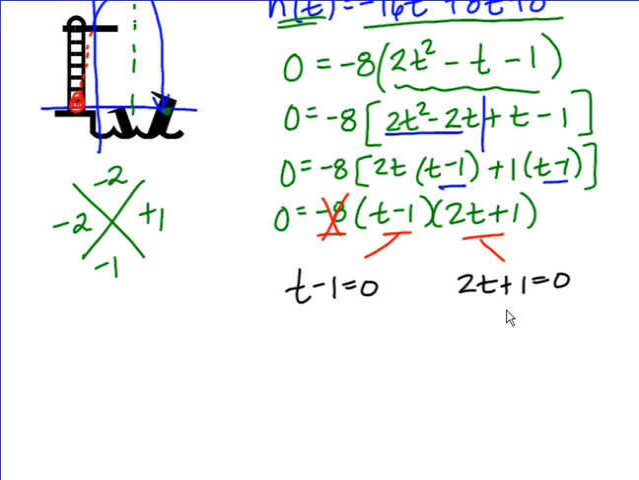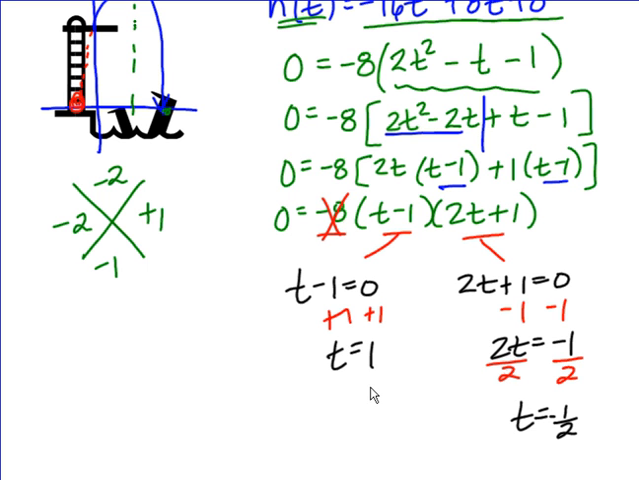I'll solve the one on the right. -1 to both sides, 2t equals -1. I divide both sides by 2, and I have an answer of t equals -1/2. This other one, I would add 1 to both sides, and I would get t equals 1. So here are my two solutions, 1 and -1/2.